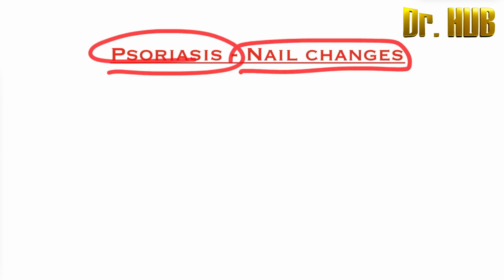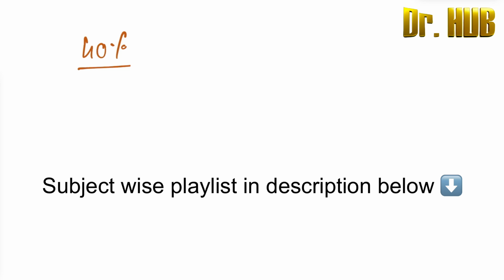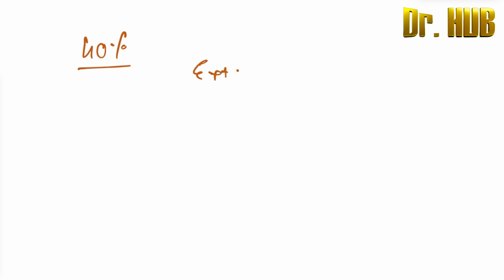Psoriasis, and you're looking at its nail changes. The nail changes in psoriasis are present in about 40% of the cases at any point of time. Nail psoriasis is associated with more extensive psoriasis, and there is a longer disease duration.